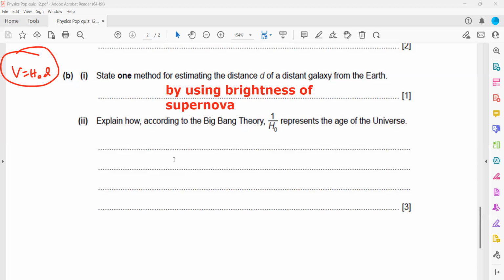Then, according to the Big Bang theory, 1 over H naught represents the age of the universe. Sometimes they ask this as a derivation, sometimes as an explanation. So this question is an explanation, but sometimes the same question is: show that 1 over H naught is equal to the age of the universe. They can ask in that way as well. So what points will you mention? How is 1 over H naught equal to the age of the universe?